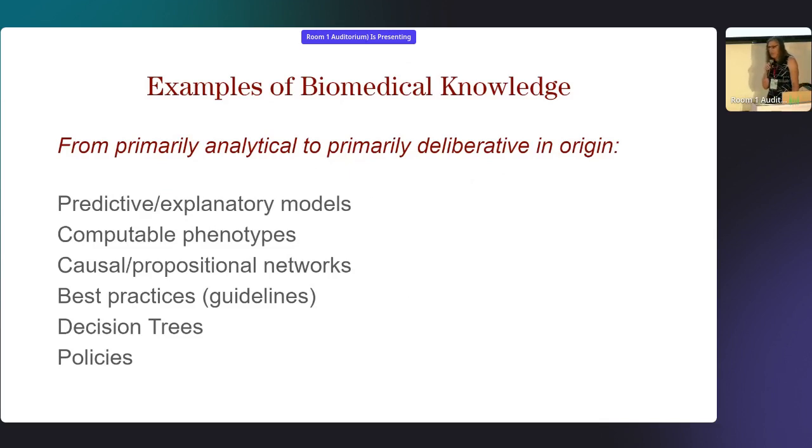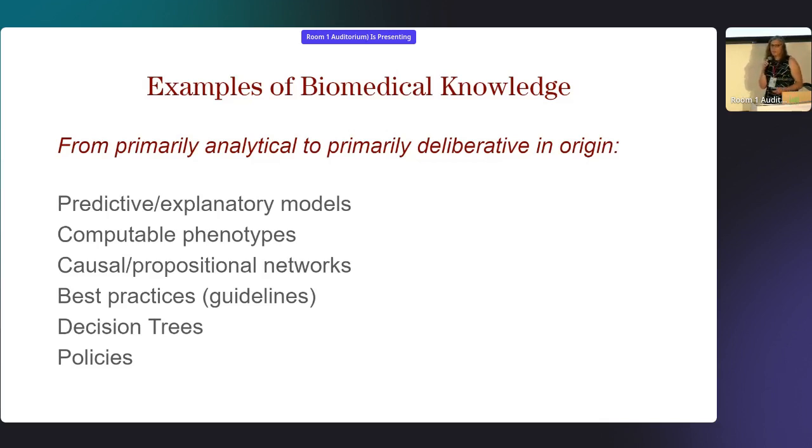So some basic examples of biomedical knowledge are predictive models. Computable phenotypes are a big one. Causal networks, practice guidelines, decision trees, which can often be both diagnostic and for treatment, and of course medical policies.